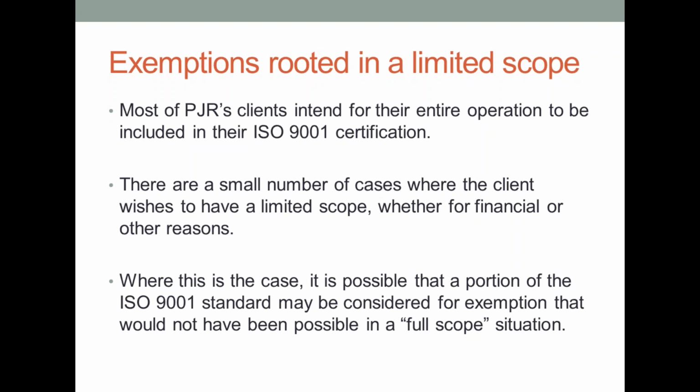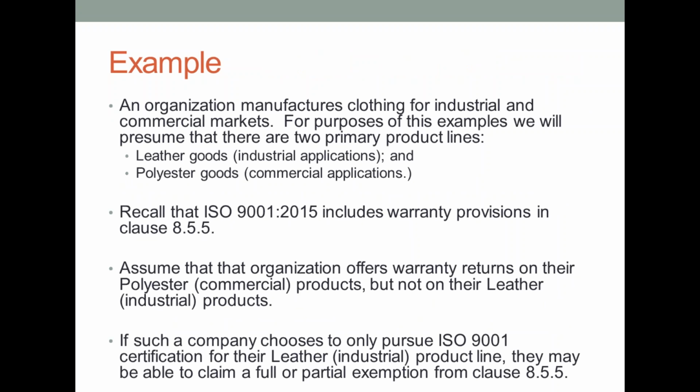So in other words, if we had a client where there was a very large foundry and a very small machine shop, and they only wanted the machine shop to be certified, in that situation, we could potentially be looking at exemptions based on what's done in the machine shop versus what's done in the foundry. So here's our example. Let's say that an organization manufactures clothing for industrial and commercial markets. For purposes of this example, we will presume that there are two primary product lines: leather goods for industrial applications and polyester goods for commercial applications.